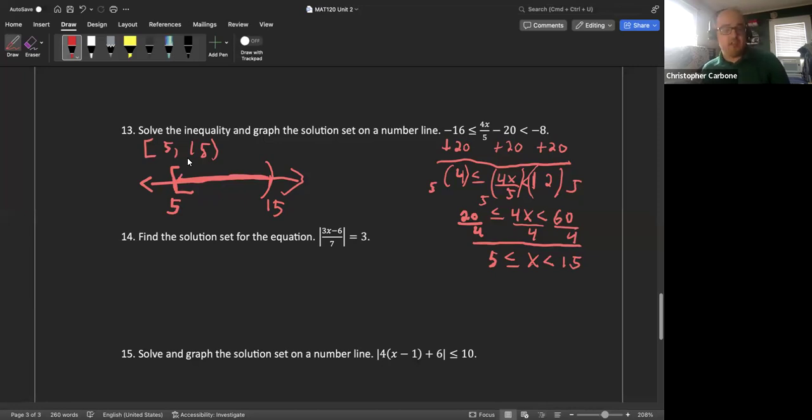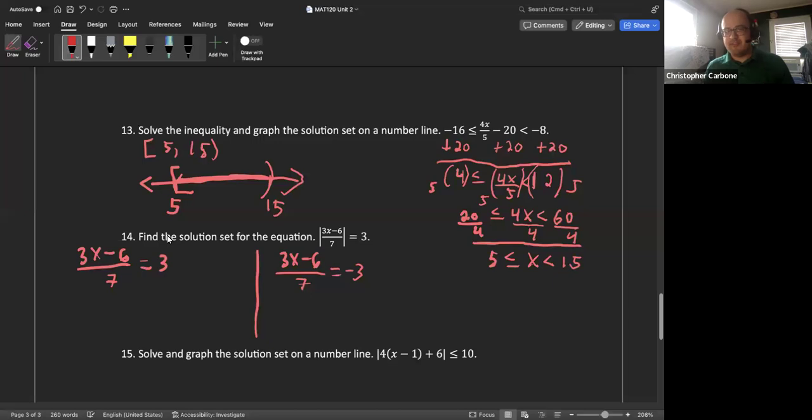For number 14, I want to find the solution set for this equation. This is the absolute value of 3x minus 6 divided by 7 is equal to 3. This one does make two equations, a positive and a negative, due to the absolute value. This would be 3x minus 6 divided by 7 is equal to positive 3. And I'll give myself a little extra room just to make sure. 3x minus 6 divided by 7 is equal to negative 3.